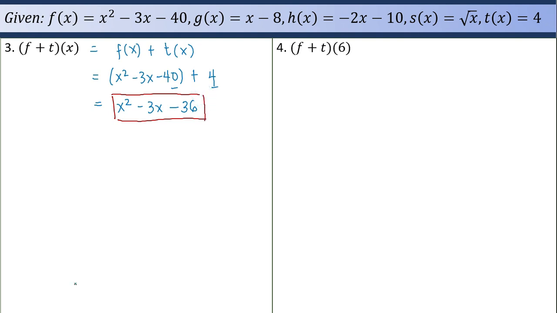For our last example for addition, we have f plus t of 6. Okay? So take note na na-compute na natin kanina yung f plus t of x. Sulat natin. So we have f plus t of x is equal to x squared minus 3x minus 36. Para makuha natin ang f plus t of 6, isa-substitute lang natin ang 6 sa ating mga x.